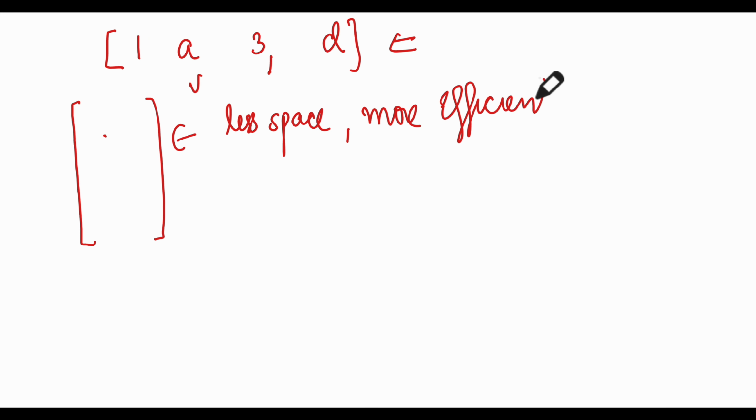This is something you should know. If someone asks, NumPy also converts to a 1D array, and a list is also a 1D array, so how are they different? The difference is that this particular thing takes up less space as compared to this. This is something you should know.